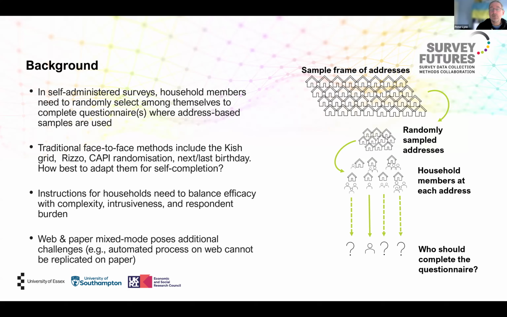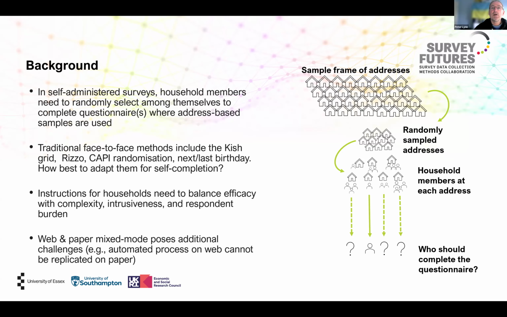So that's fine if you're doing a web-only survey, but we have reached a point where I think for self-completion surveys, at least of the general population in the UK, recommended good practice is to combine a web survey with a paper self-completion survey if you want a self-completion survey. So we need to find a selection method that will work on paper as well as online. So that imposes additional constraints on what we can do.